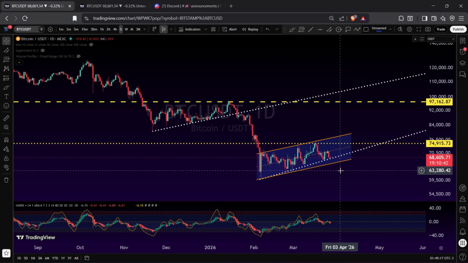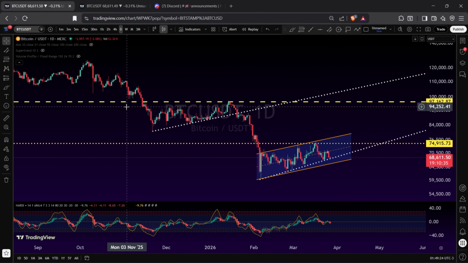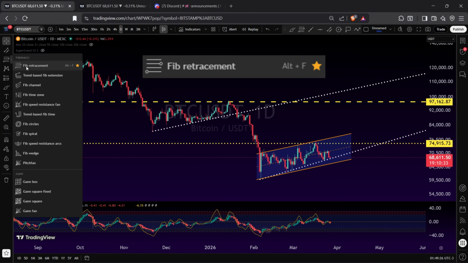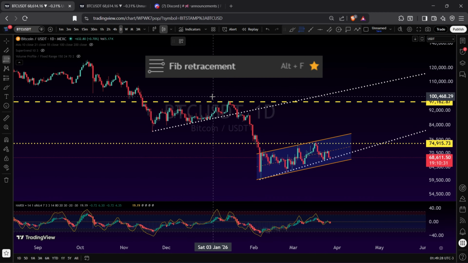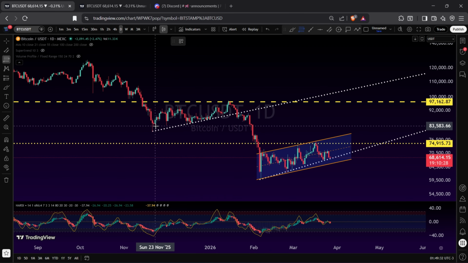Alternatively, it helps me find logical profit-taking areas when price reaches the top of an ascending channel. The eighth tool, and this is absolutely critical, is the Fibonacci retracement. If you are not using Fibonacci sequences to measure the market, you are flying blind. I use this tool for two specific purposes.